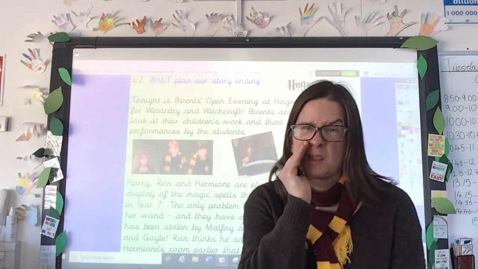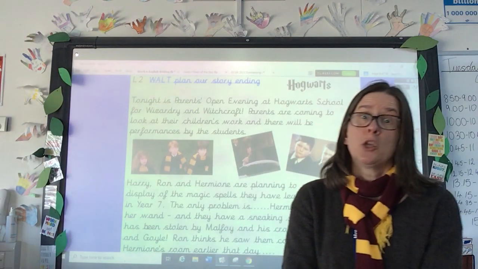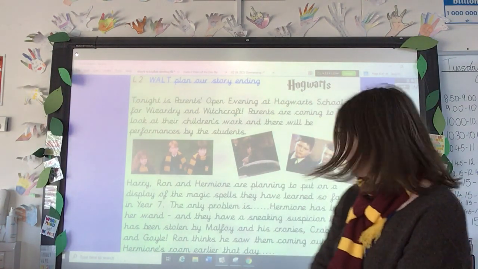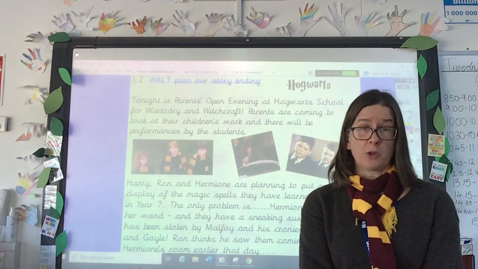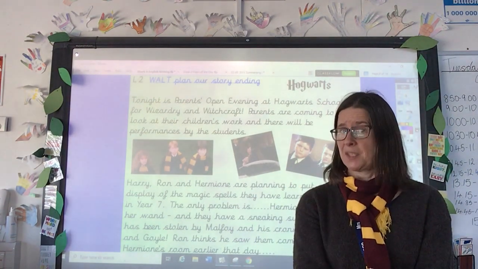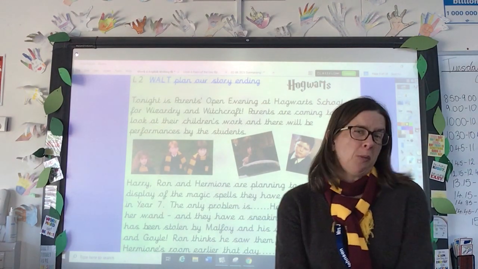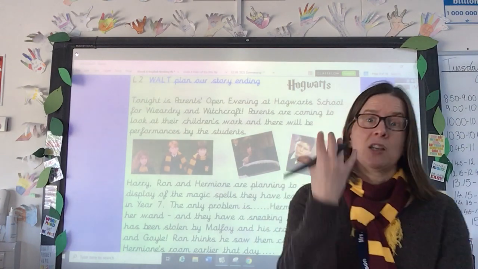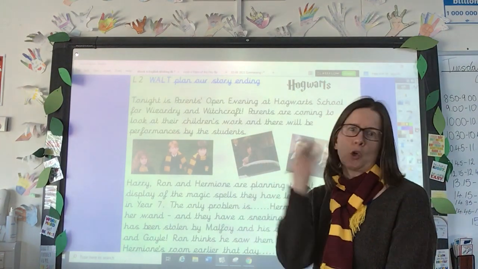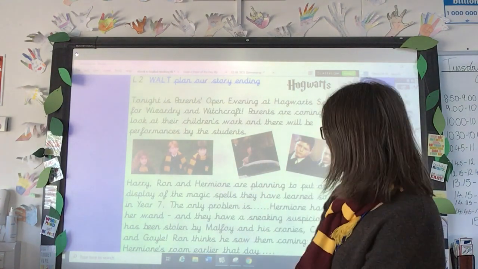I'm not even sure which one's which. I don't think that matters too much. You Harry Potter aficionados probably know. Ron thinks he saw them coming out of Hermione's room earlier that day, so that's why they think it might be them. They're probably jealous of Hermione being so good at magic, and they don't want her to steal all the glory at the parents' evening.